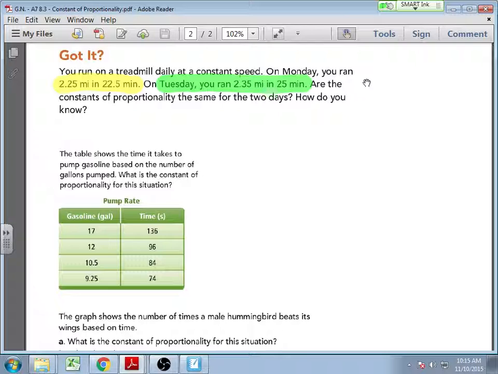All right, try this on your own. I want to know which day you ran faster. I don't run fast. I will go ahead and tell you, you did not run the same speed both days.